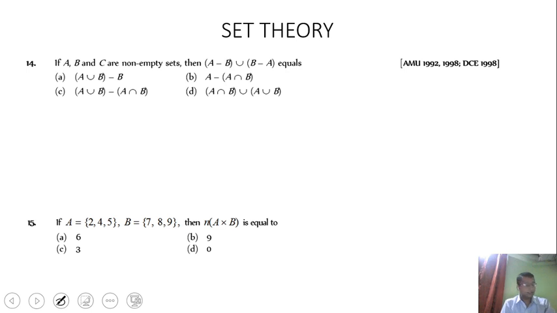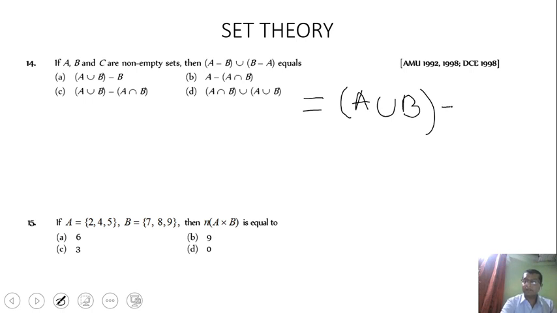Example number 14. If A, B and C are non-empty sets, then (A minus B) union (B minus A) is equal to, this is defined by the relation A union B, without loss of generality, minus A intersection B. Therefore option C is the right answer.